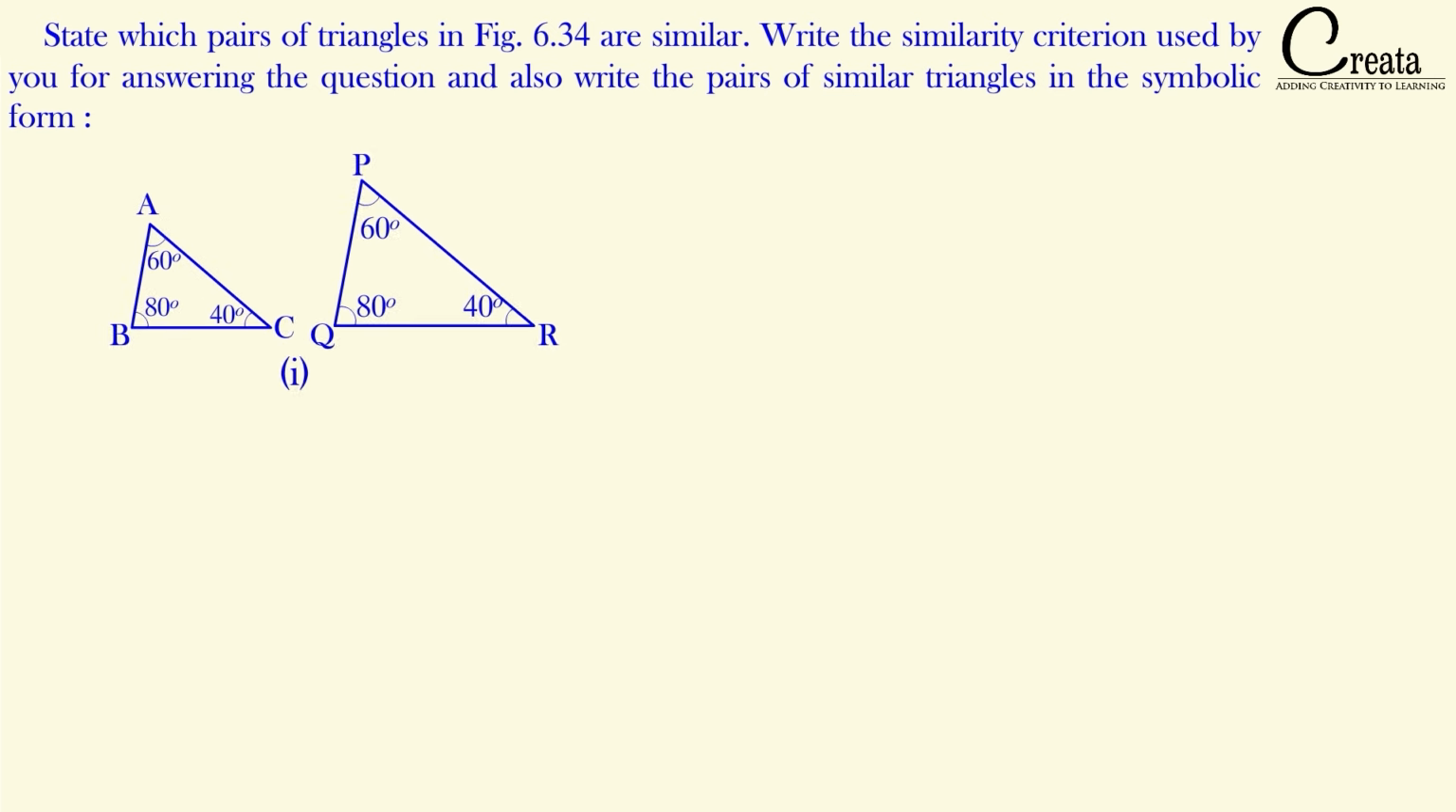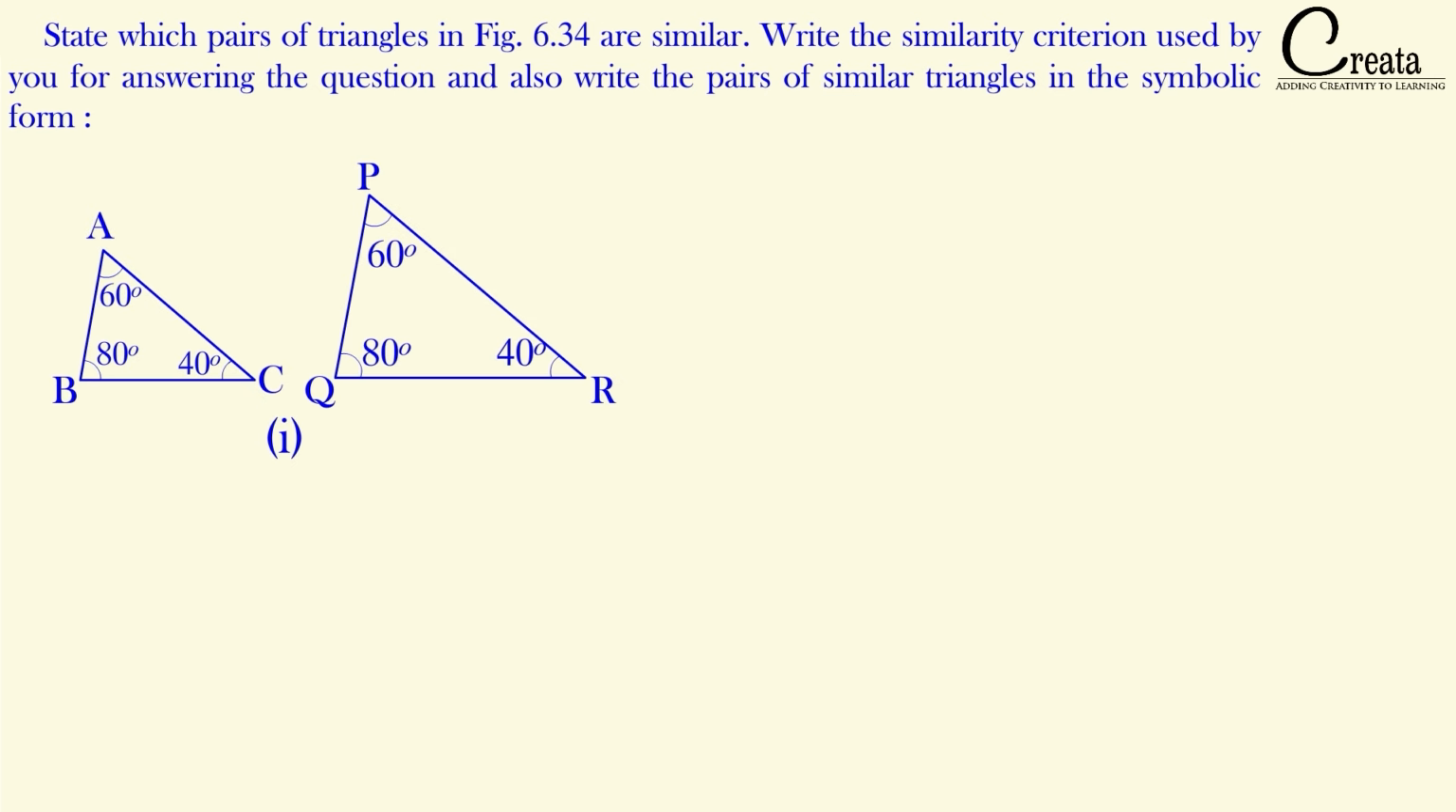Let's take the first part in which we are given the triangle ABC and triangle PQR. Here on observing, the three angles of both the triangles are given. Angle A and angle P are given as 60 degrees, that is, both are equal to each other. Angle B and angle Q are given as 80 degrees, both are matching. Similarly, angle C and angle R are both given as 40 degrees. The three corresponding angles are exactly matching with each other.